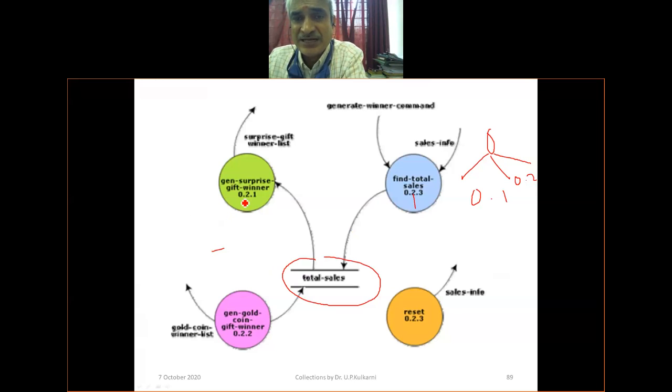What is that? Generate surprise gift. What it does is take input from the repository and generate a surprise gift winner list, right? Then 0.2.2 generates the gold coin gift winner list. It takes it in that gold coin winner. Again, it is a computing element. It stores in the repository as well as generates an output, right?